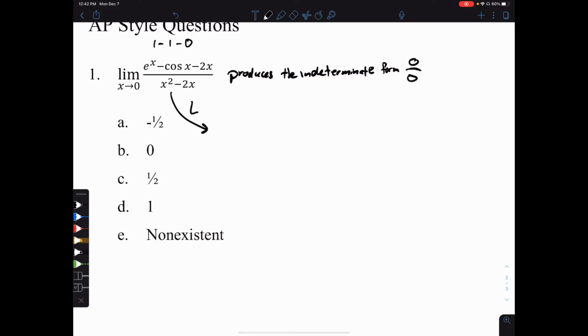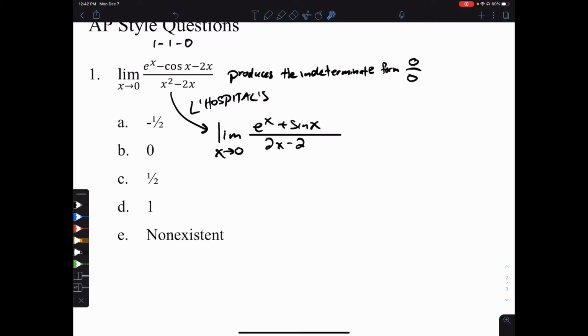So we can apply L'Hopital's rule, which means we can take a new limit by taking the derivative of the top and the bottom. The denominator's derivative is going to be 2x minus 2. That's pretty simple. The top, the derivative of e to the x is e to the x. The derivative of cosine is negative sine, so we have a negative sign, which is a plus sine of x. Derivative of a minus 2x is a minus 2.